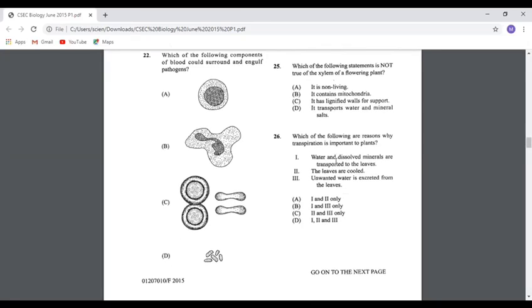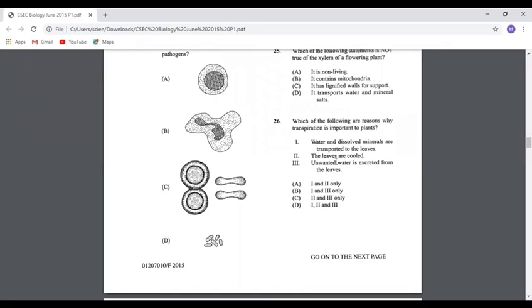So 26. Which of the following are reasons why transpiration is important to plants? So 1, water and dissolved minerals are transported to the leaves. 2, leaves are cooled. 3, unwanted water is excreted from the leaf. So it would be 1 and 2, and that would be A, water and dissolved minerals are transported to the leaf and then the leaves are cooled.